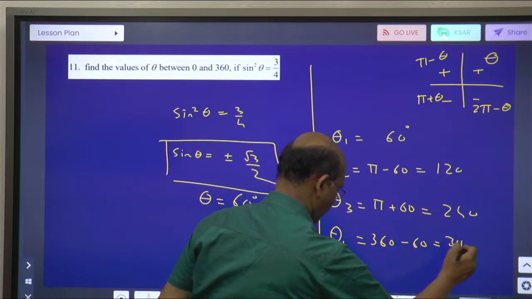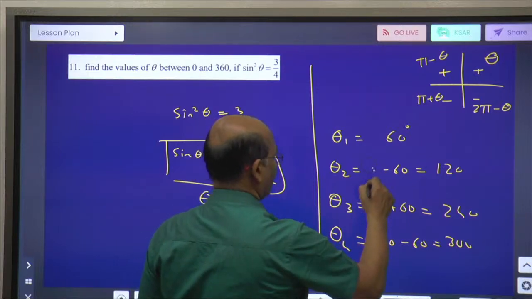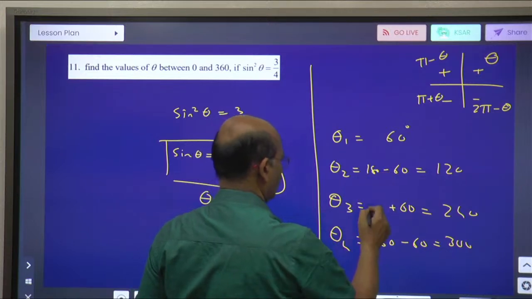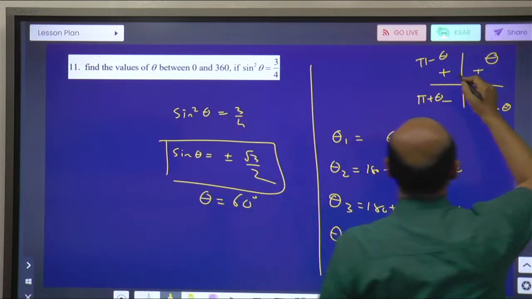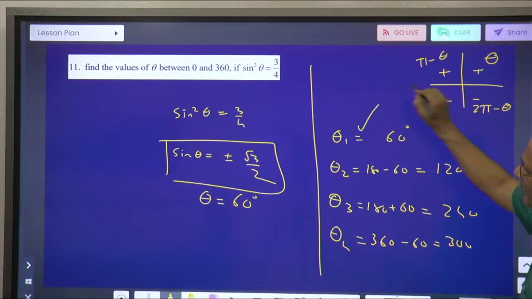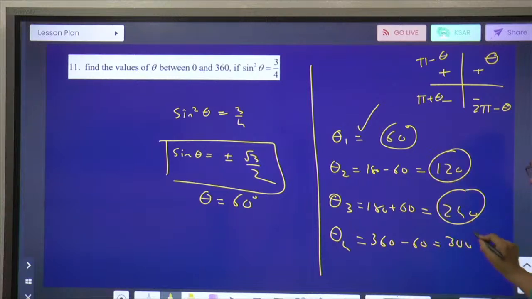Which is 300. Remember this pi is 180. If you are getting confused, you can remove this out. This is 180, 180. So understand this: theta, 180 minus theta, 180 plus theta, and 360 minus theta. Once I get the value of theta, the other angles follow. So 60 degree, 120 degree, 240 degree, and 300.